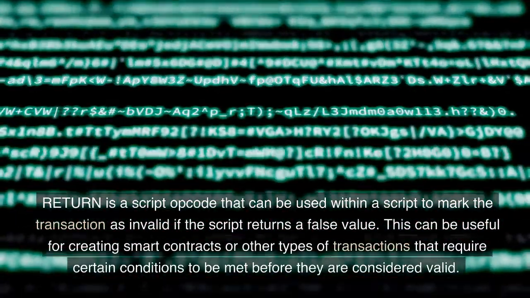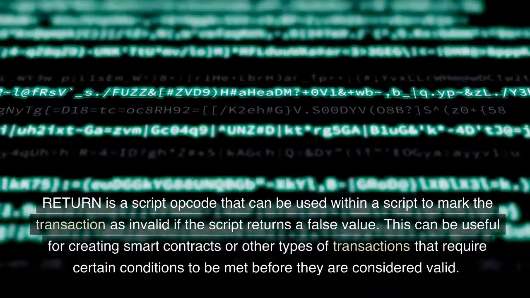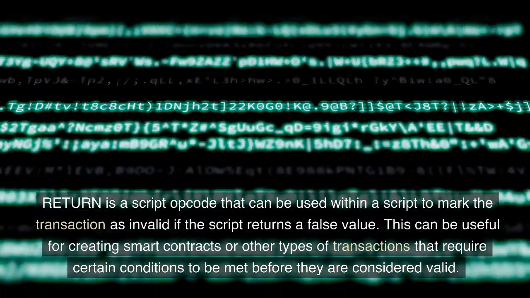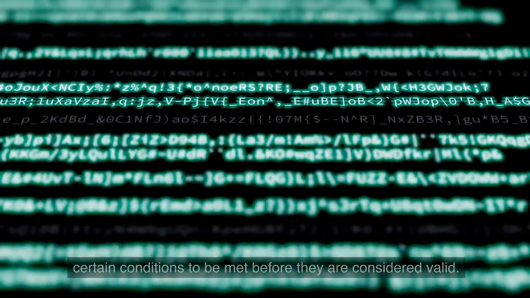Return is a script opcode that can be used within a script to mark the transaction as invalid if the script returns a false value. This can be useful for creating smart contracts or other types of transactions that require certain conditions to be met before they are considered valid.